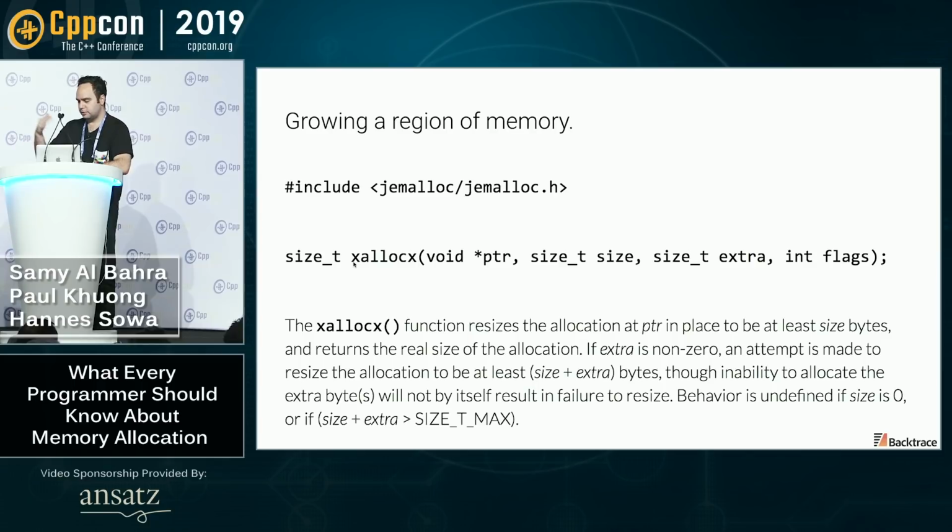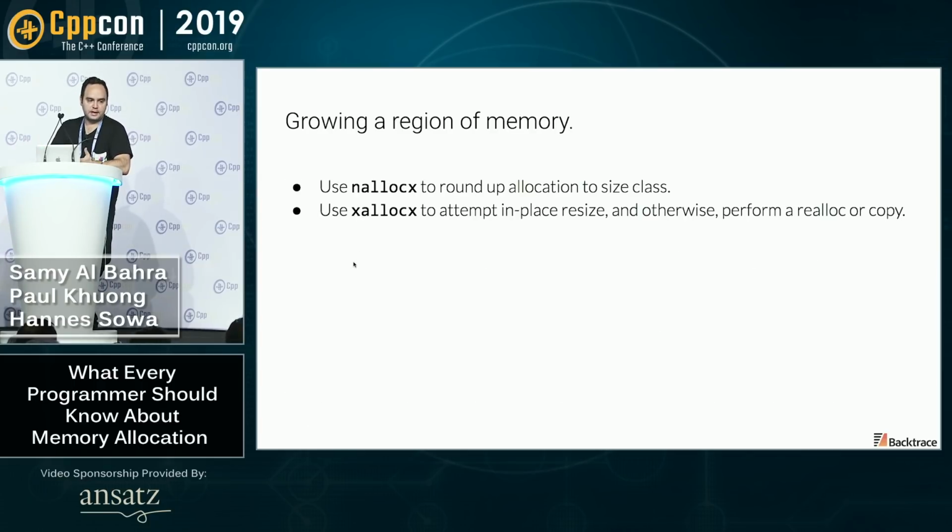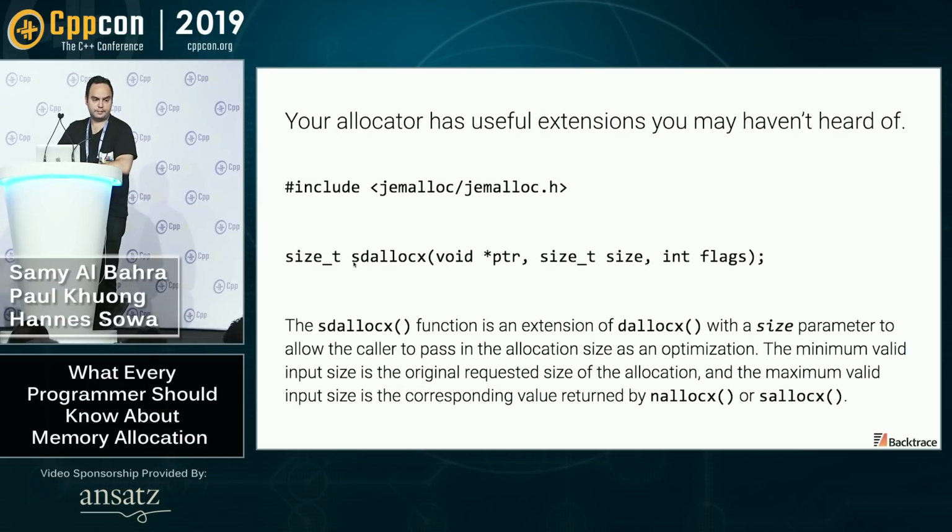There are other optimizations that can also apply. So just use nallocx to round up to your allocation size class, and then xallocx to attempt an in-place resize. And this is great for performance. There's going to be a whole bunch of other useful extensions you haven't heard of as well, so check out your allocator documentation.